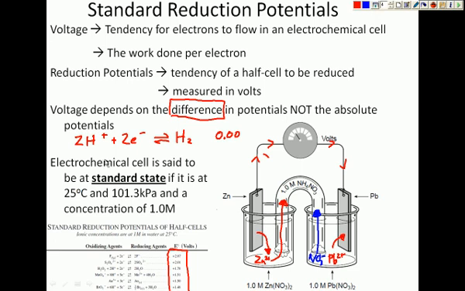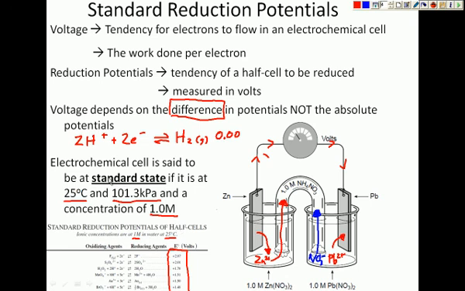Now, on this table, everything is measured at standard state. What is standard state? Well, if you look at your table, it'll say here the ionic concentrations are 1 molar, in water, at 25 degrees Celsius. 1.0 molar, 25 degrees Celsius. And for things that have gases, the pressure of these gases is always at 101.3 kilopascals.